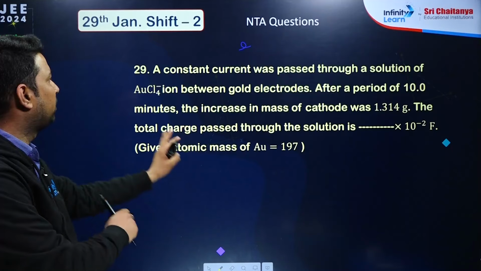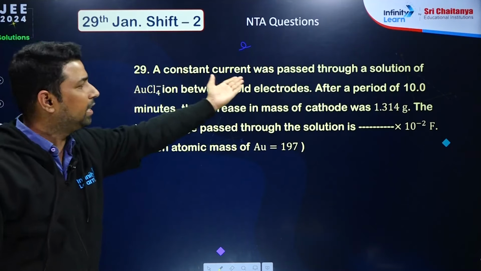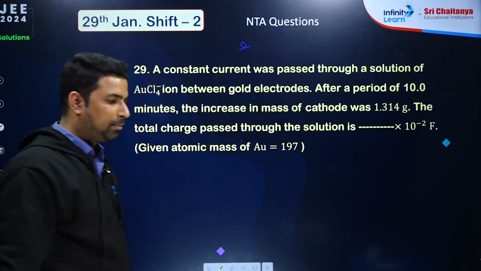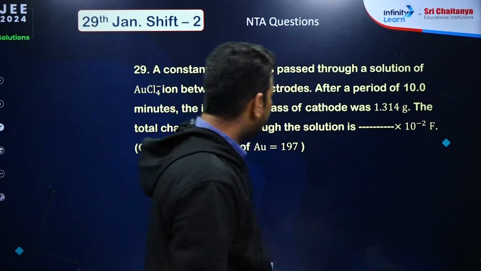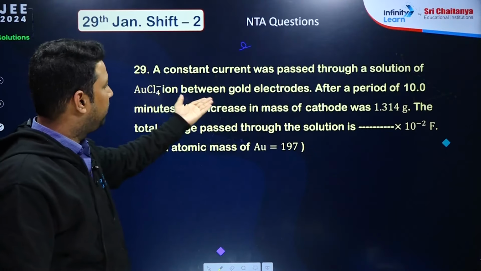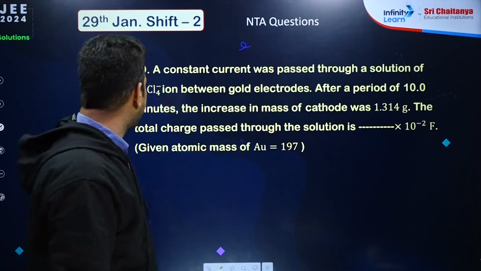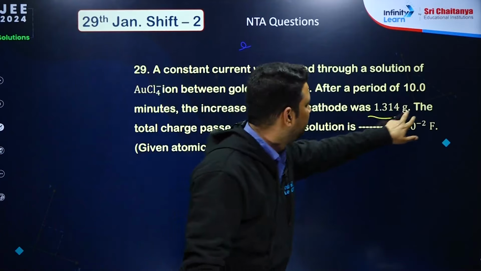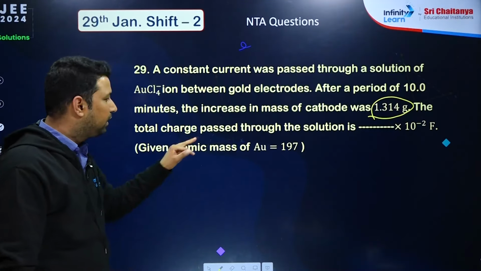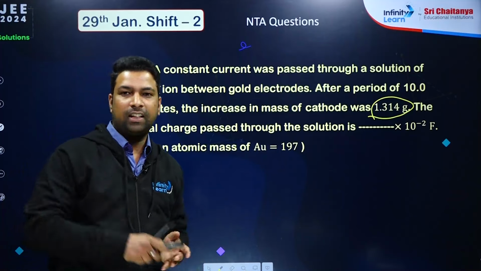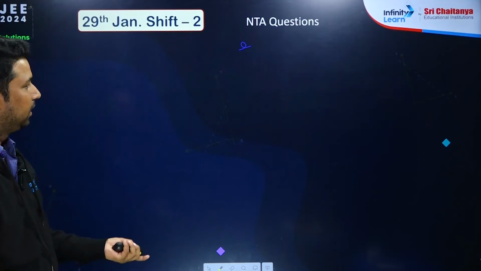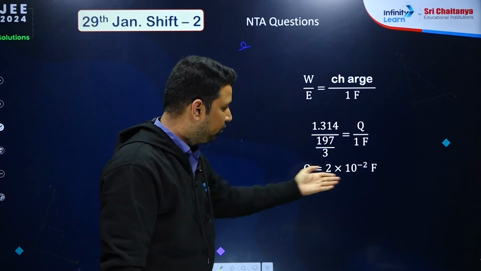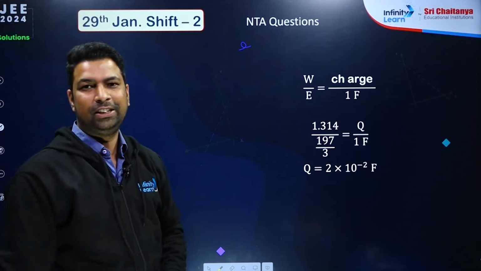Question number 29. Simple question. A constant current. Constant current is for the second law, Faraday's second law. Just apply W1 by E1 equal to W2 by E2. What is it saying? AuCl4 ion between gold electrodes. After a period of 10 minutes, the increase in the mass of the cathode is 1.314. The total charge passed through the solution, you have to calculate the charge. Simple answer, the answer will be 2. This is the expression: W by E equals charge by Faraday. Just put the value, get the answer. So it was a too easy question for you.